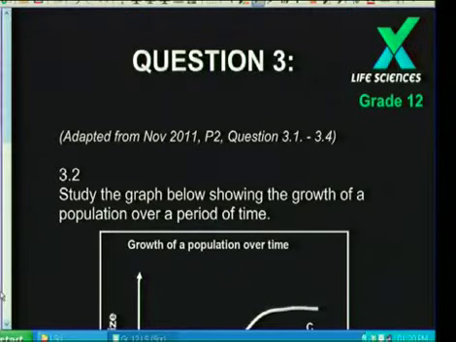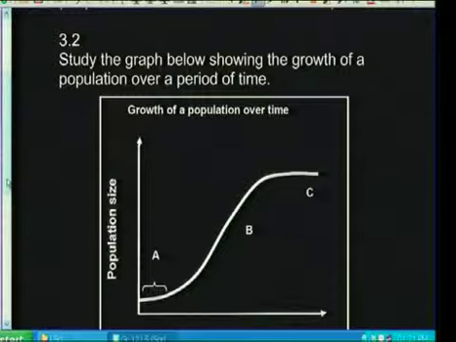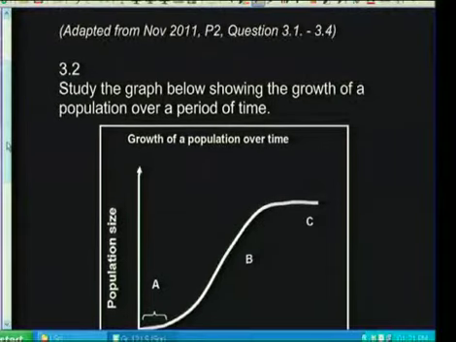Let's move on to the next question. During the next few questions, we're going to look at the growth forms or the growth curves that we see in population ecology. And remember that there are 2 types of growth curves, an S-shaped growth curve and a J-shaped or geometric growth curve. Let's look at this question and identify the type of growth curve that we see.